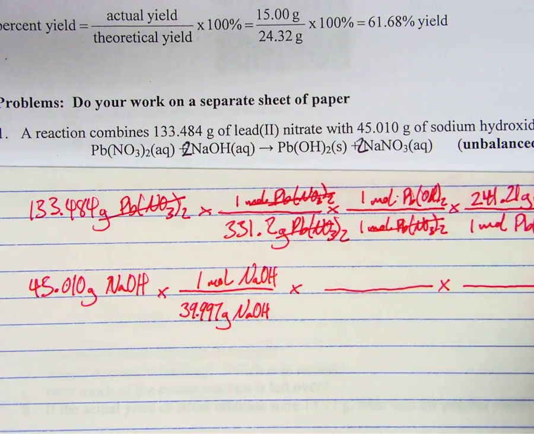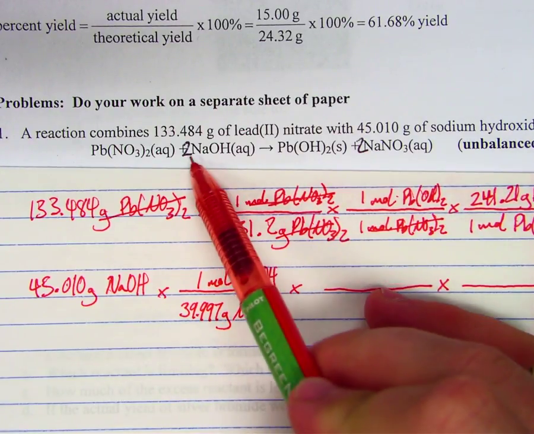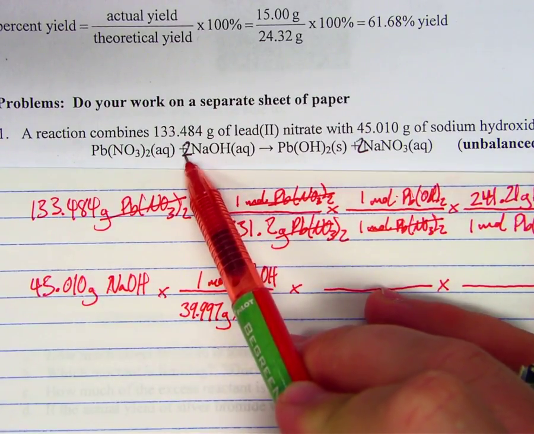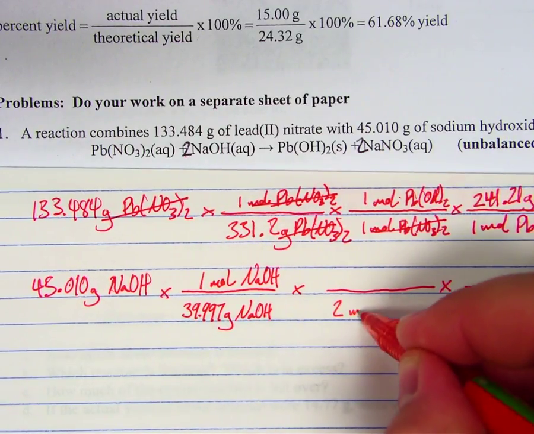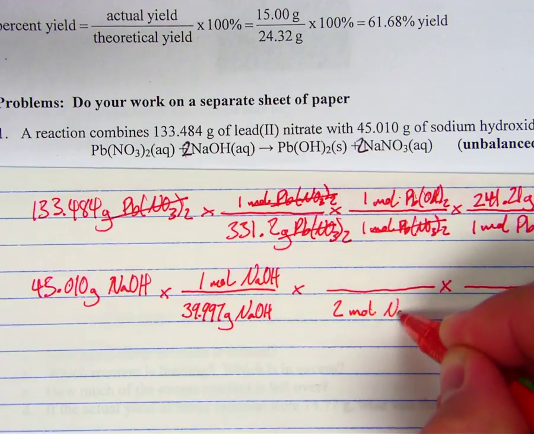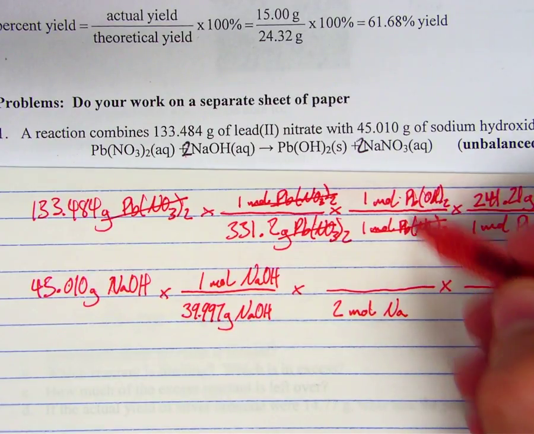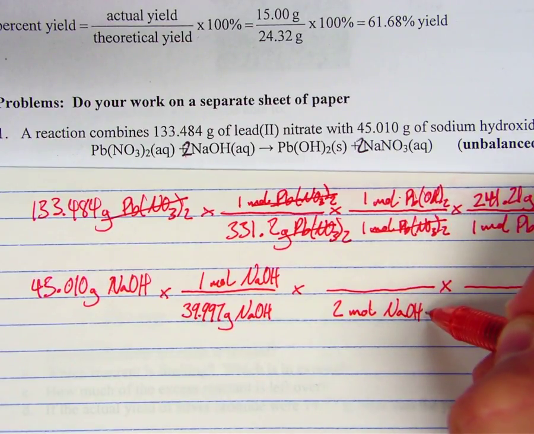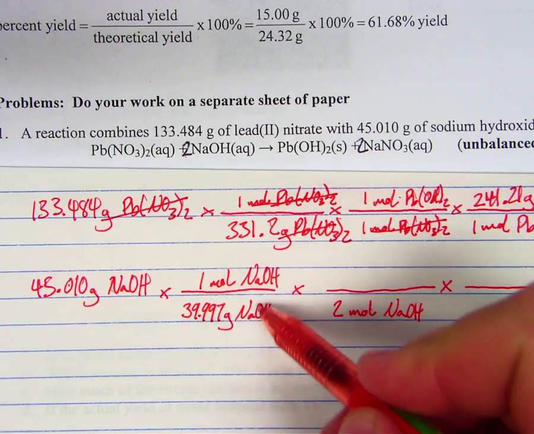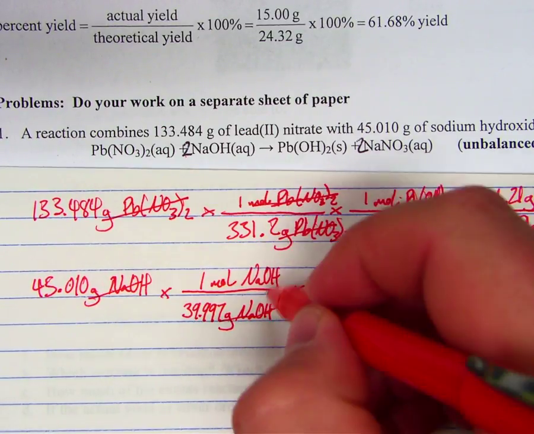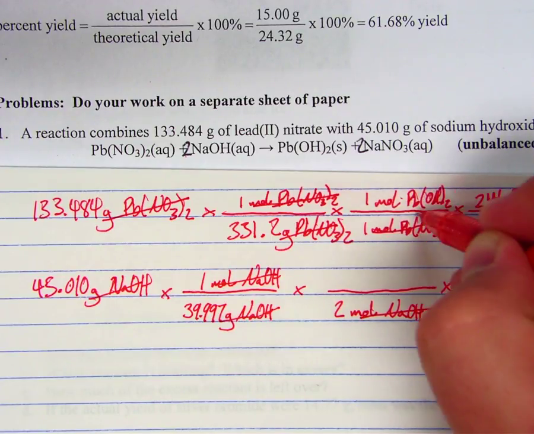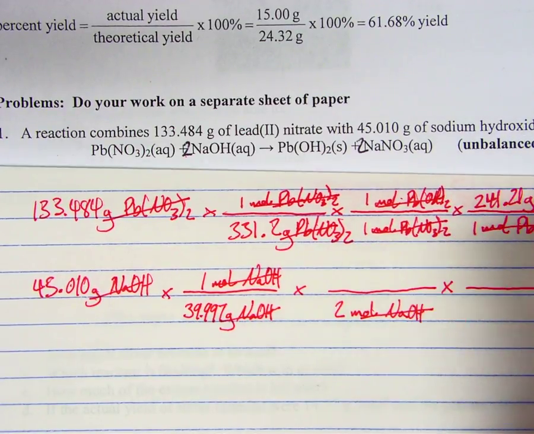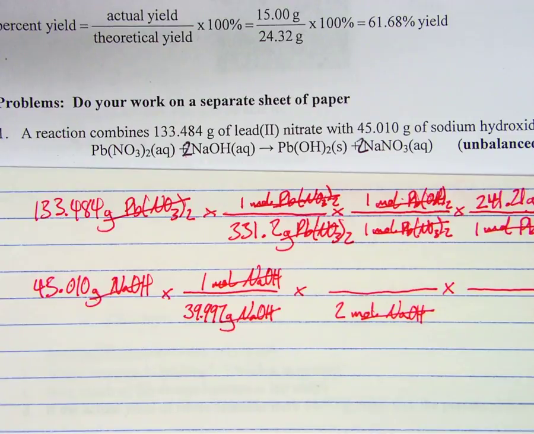So now I need to look at the molar ratio. Well, based on my balanced equation, the molar ratio of reactant to product is 2 to 1. So I now put 2 moles of NaOH on the bottom. And remember, the reason I want to do this is because I want all these extra things to cancel out, just like these did up here.